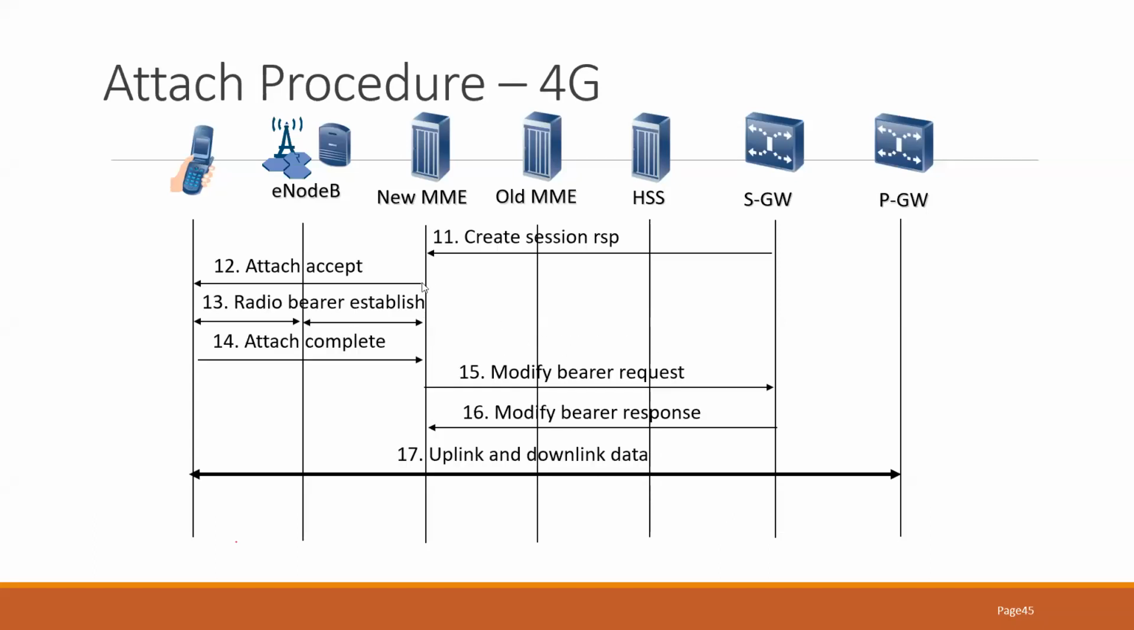This is in the attach accept message, which goes through the E node B. It informs the E node B that the S1U IP is going to be that of the SGW, not my IP. The S1C, the S1 control plane, is going to be my IP address. So the MME informs the E node B, and then the attach complete comes.